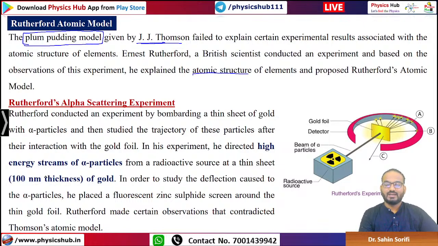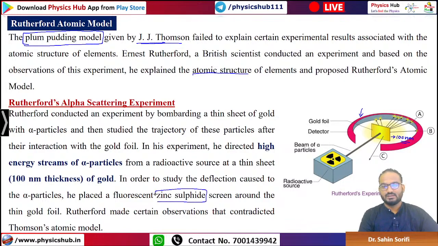He directed a high energy beam of alpha particles, and the gold foil was taken very thin, approximately 100 nanometer. So you can imagine how thin 100 nanometer is, in order to study the deflection caused by the alpha particles. And this screen is the fluorescent screen. A fluorescent screen is a screen that glows if some radiation falls on it. So to identify where the particle is striking, he placed a fluorescent zinc sulfide screen.